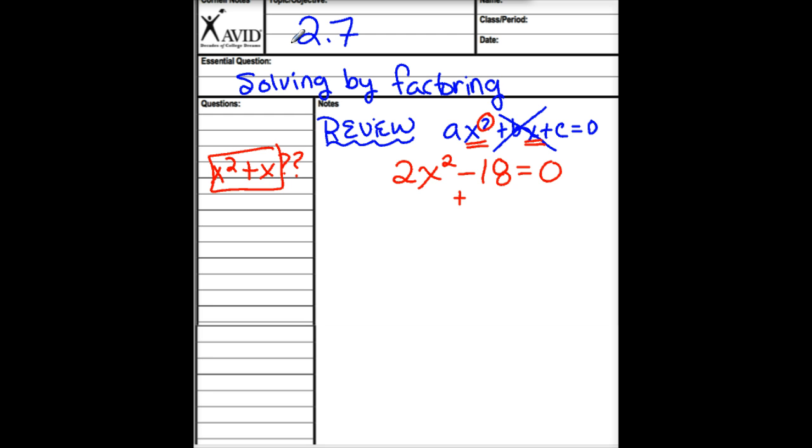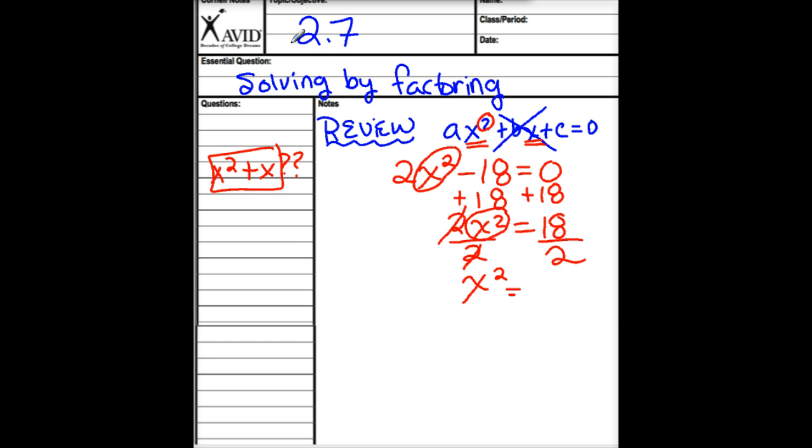But when that b term's missing, we just do what's called solving by square roots. We just go ahead and try to isolate this term so that we can take a root. So we get the 18 over to the other side by doing its inverse operation. It was a minus 18, so I added it. Now for me to get this x squared term all by itself, I need to get that 2 out of there, and it's multiplication by 2, so I divide. And I get x squared is equal to 9.